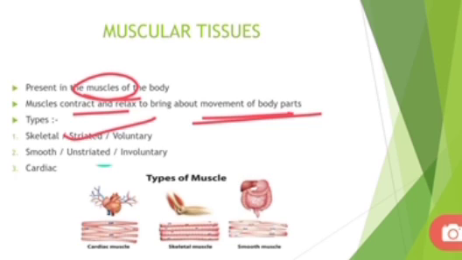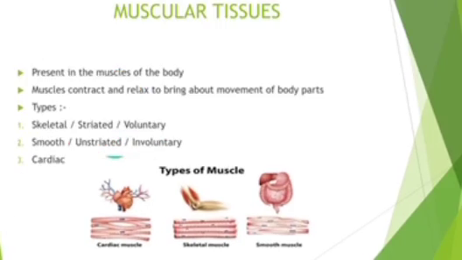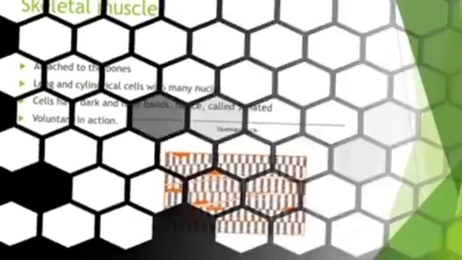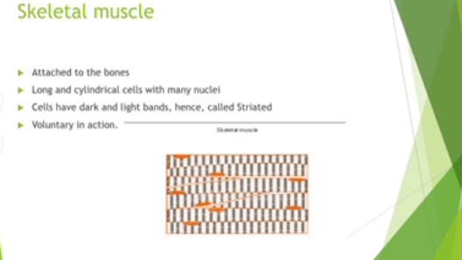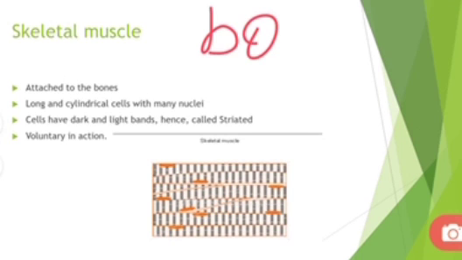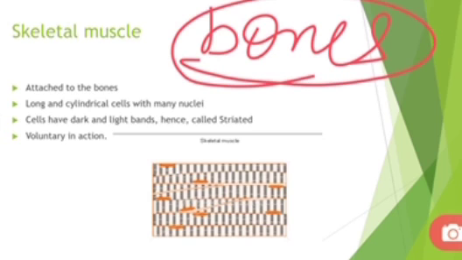They are of three types: skeletal, striated or voluntary muscle; smooth, unstriated or involuntary muscle; and cardiac muscle. So let us see what these muscular tissues mean. First we'll see the skeletal muscles. Skeletal means bones, so the muscles which are attached to the bones are named skeletal muscle.